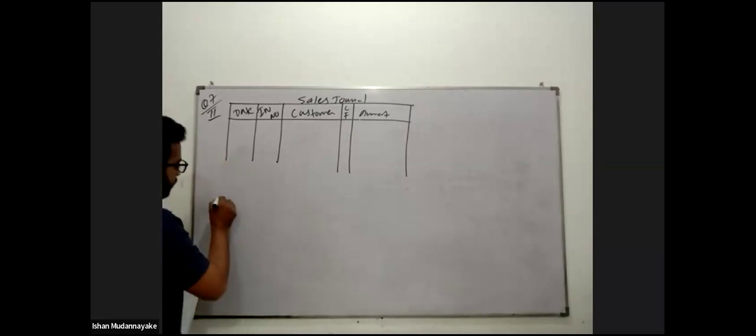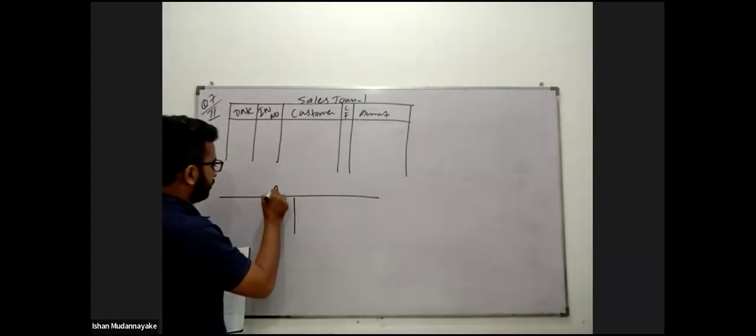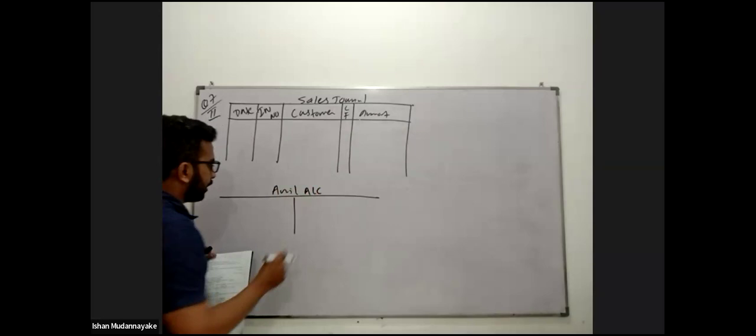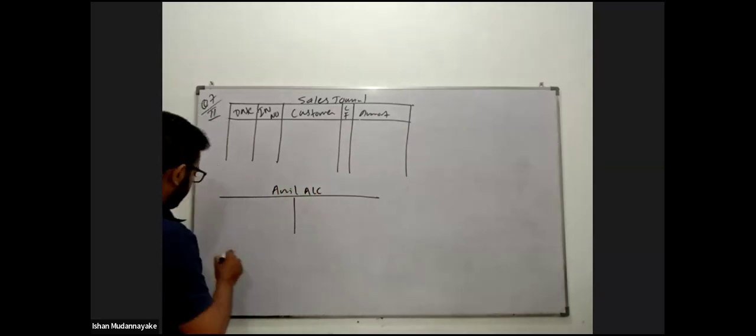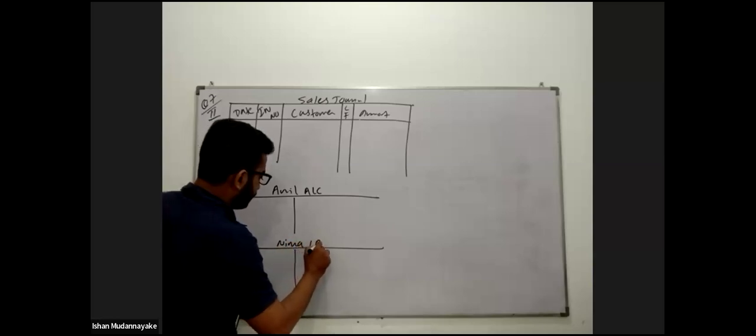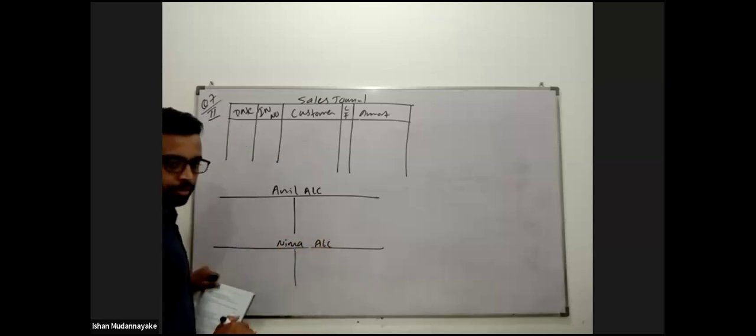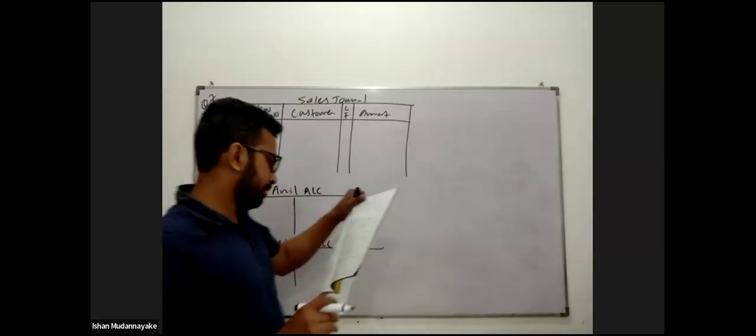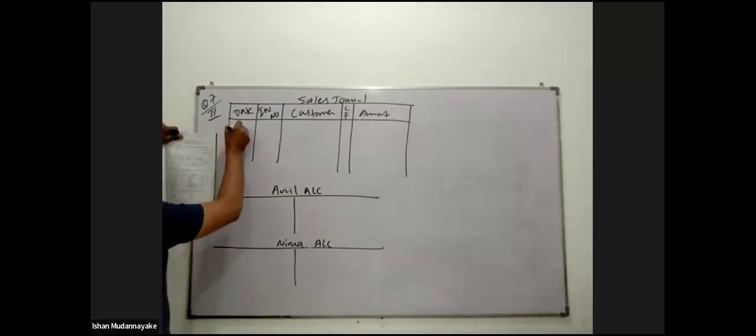Anil account and Nimal account. I will draw T accounts. Anil account, and then Nimal account. And draw the structured format of ledger account. January 1st, invoice number 20, Anil, discount received 5% on 1000 for Ronio paper.